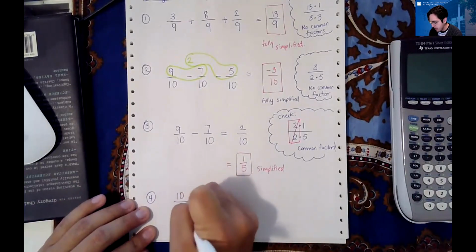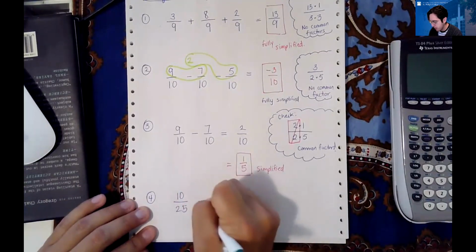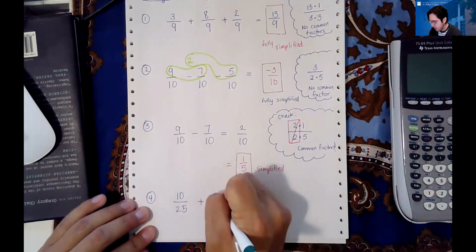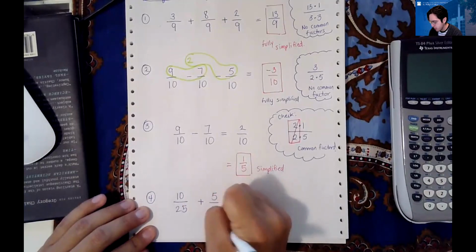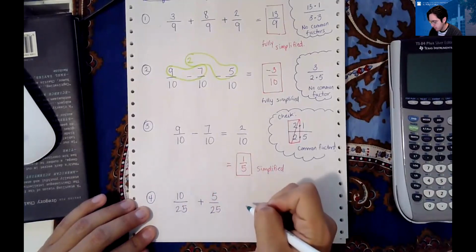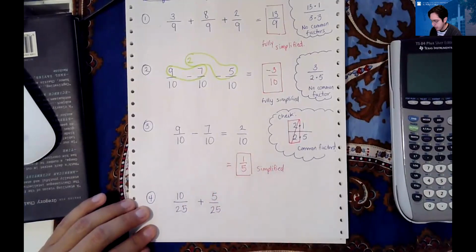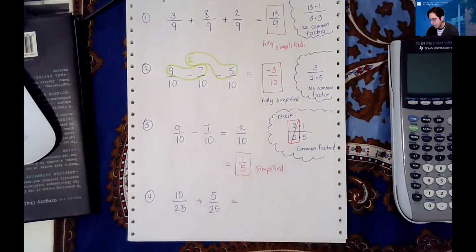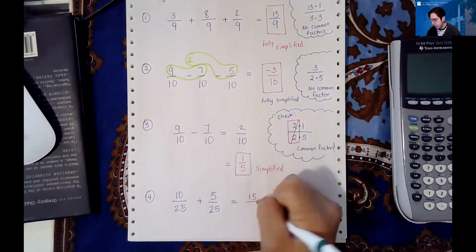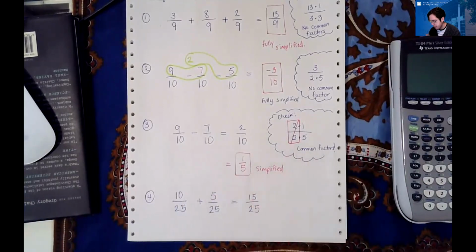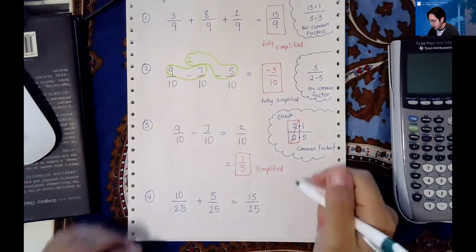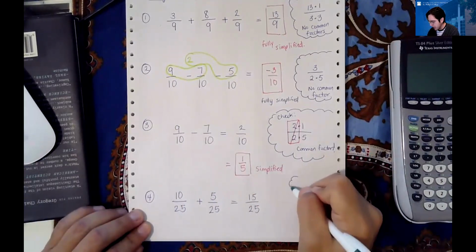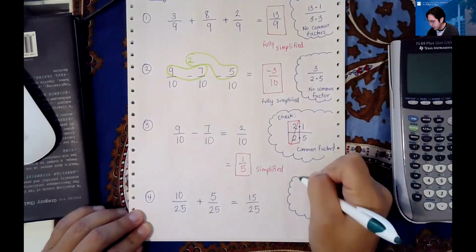Let's go with 10 over 25 plus 5 over 25. Yeah, let's go with that. When I add those fractions together, what should I get? 15 over 25. Can that be simplified? Yeah, it can be. Okay. So walk me through how I would simplify that, or what would it simplify to?